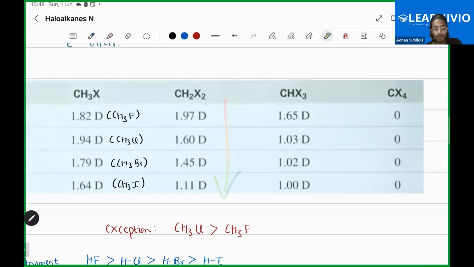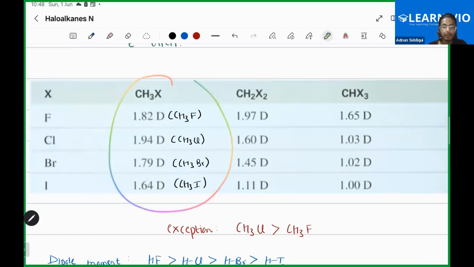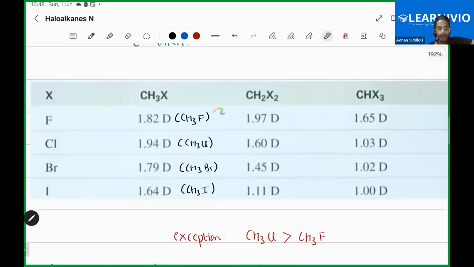The same trend will be here, but the question will come from here, right? Here what you can see, as we are moving down the group, the ideal order should be what? The dipole moment should decrease. But here we are observing some anomaly. From CH3F and CH3Cl, the dipole moment of CH3Cl should be lesser in comparison to CH3F, but it is higher. They will ask you the question, why is this happening, right?